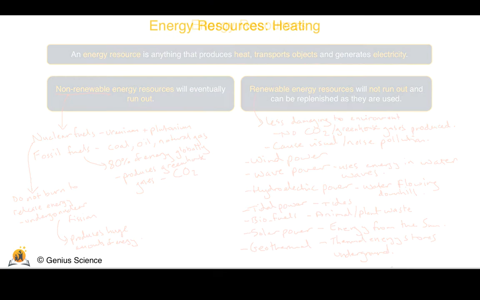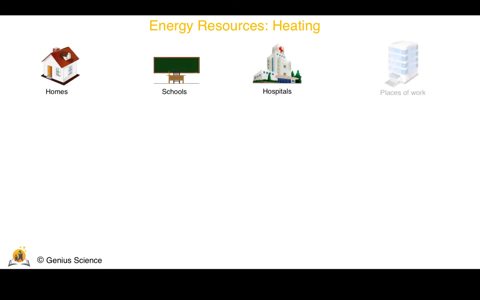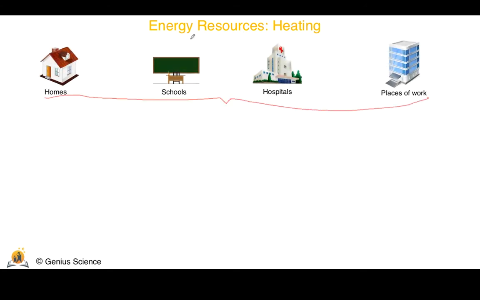As I mentioned at the beginning of this video, energy resources are used to produce heat, used in the transport of objects, and also for generating electricity. We will now be looking in more detail at how energy resources are used for heating and transport. Our homes, schools, hospitals, and places of work require heating through the use of energy resources.